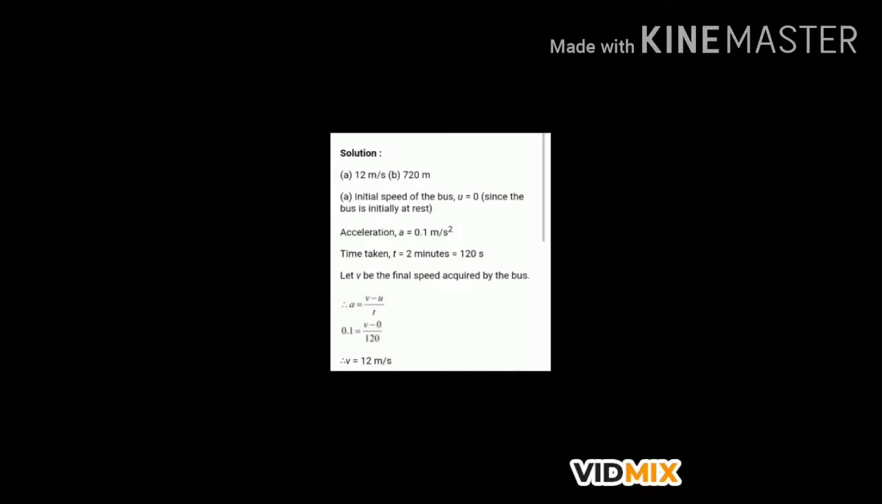u, initial velocity, is given, that is 0. Okay, and acceleration is 0.1 meter per second square and time is 2 minutes. So we will convert it into second. We will multiply 2 into 60. So 120 seconds will come. Now we will apply the formula. Here acceleration is given 0.1 and we have to find out what? Speed, that is v. v minus 0 upon 120. So v will be 12 meter per second.